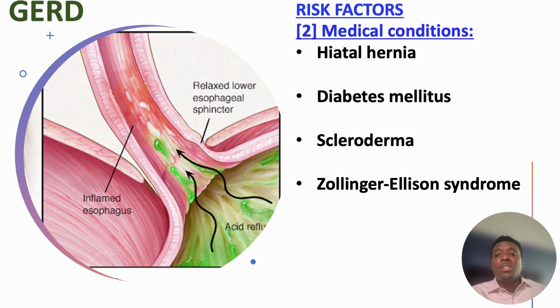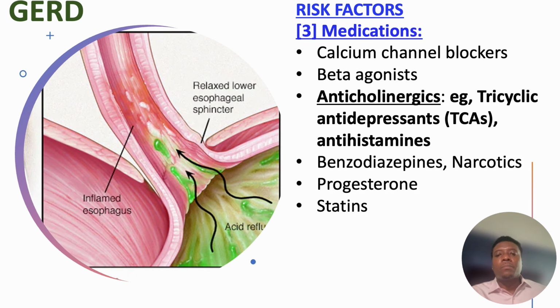Some other conditions include diabetes mellitus, because diabetes can cause gastroparesis or delayed emptying of the stomach, which can increase the risk for GERD. Scleroderma and Zollinger-Ellison syndrome are other medical conditions associated with increased risk for GERD. In Zollinger-Ellison syndrome, you have a gastrinoma which produces a bunch of gastrin that causes increased hydrochloric acid production, which can increase the damage to the esophagus.